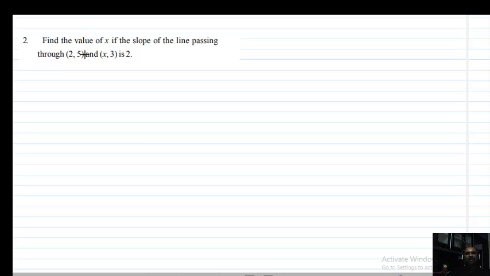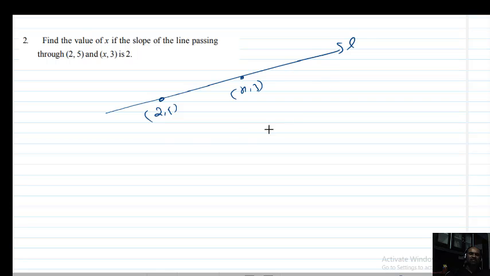Second problem, find the value of x if the slope of the line joining these 2 points is 2. Okay, easy problem. So a line is given which is passing through (2, 5) and (x, 3) and its slope is 2. Let it be L. Slope of L is equal to 2.